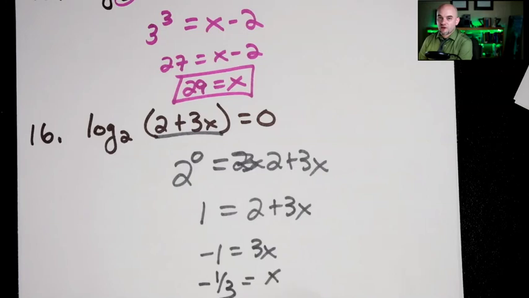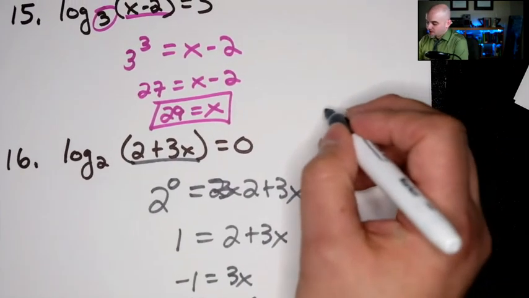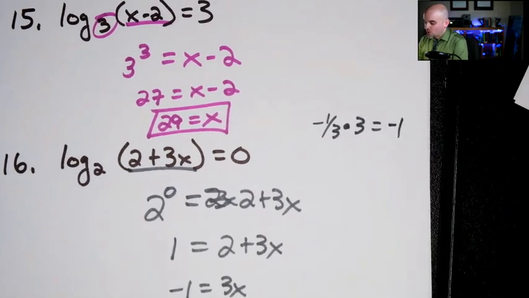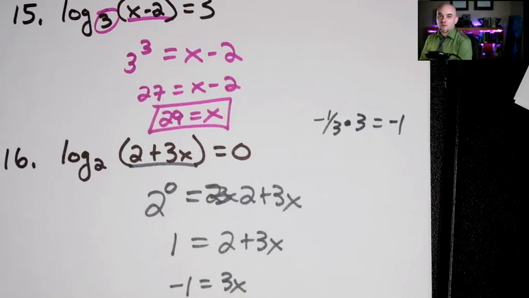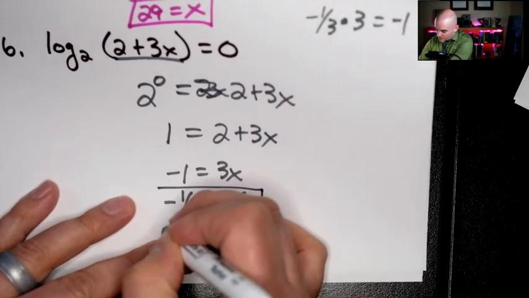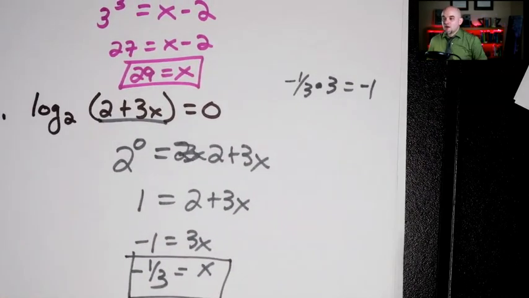Remember, it's okay for x to be negative, but you can't take the log of 0 or a negative number. When I put this in, negative 1/3 times 3 equals negative 1. And 2 plus a negative 1 is positive 1, which is perfectly fine to have. So x equals negative 1/3 is my winner there.